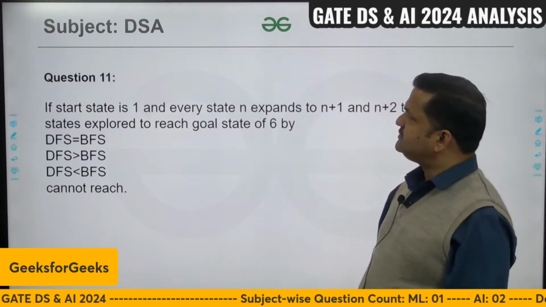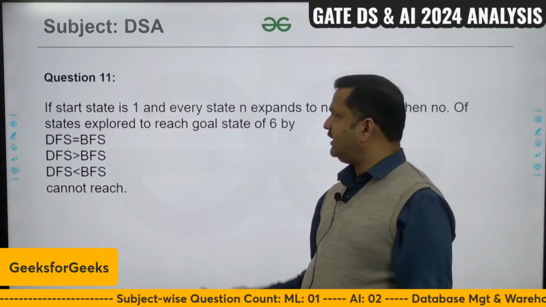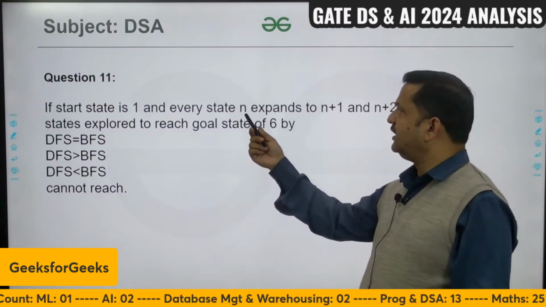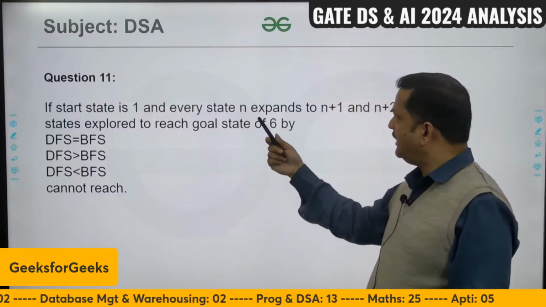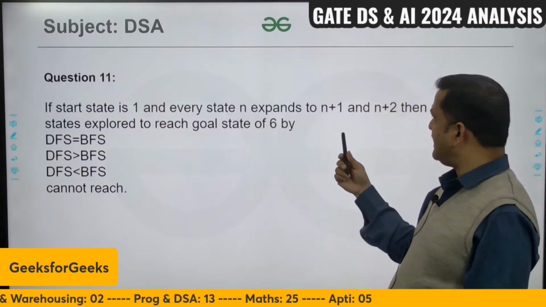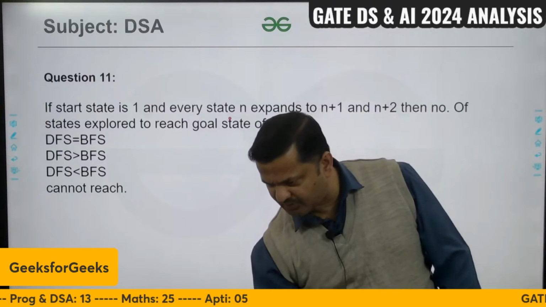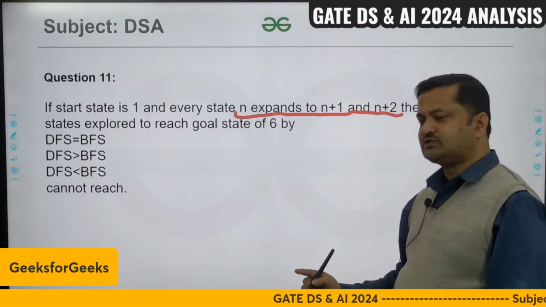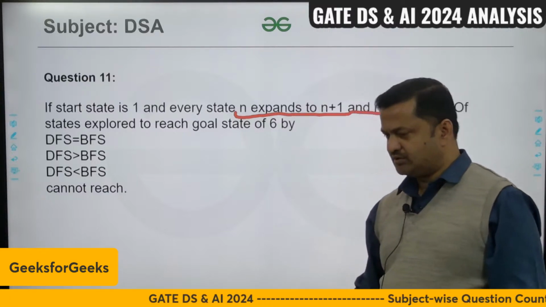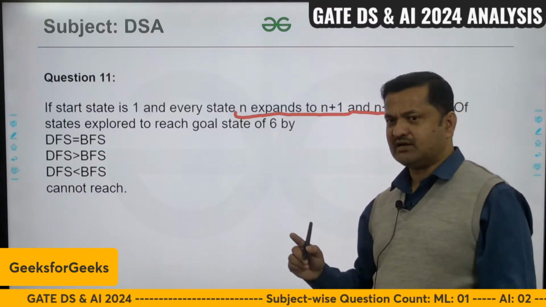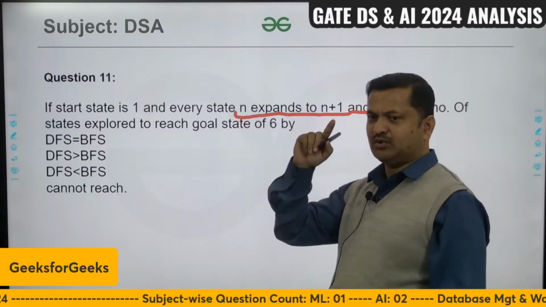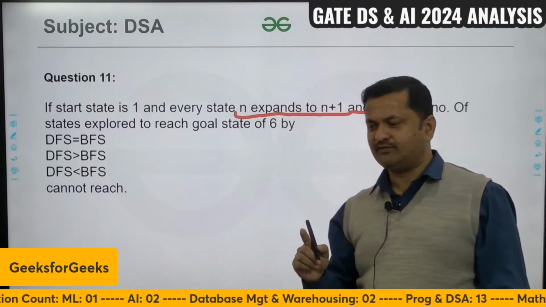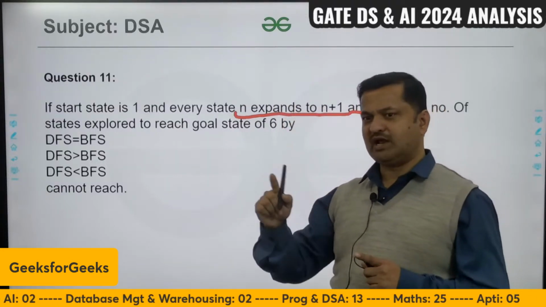Question number 11 is: if a start state is 1 and every state n expands to n plus 1 and n plus 2. This is a question related to graph. This is the important term: n is expanded to n plus 1 and n plus 2. So this is nothing but a directed graph. We cannot trace back to n minus 1 or n plus 3 and so on. So this is a directed graph, where n is restricted to visit n plus 1 and n plus 2.